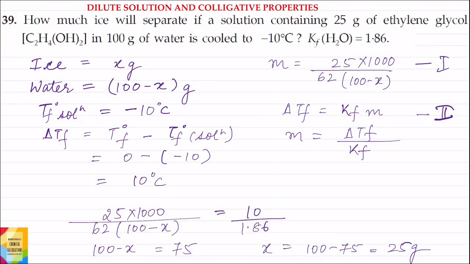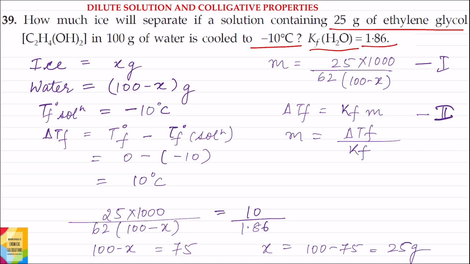How much ice will separate if a solution containing 25 gram of ethylene glycol in 100 gram of water is cooled to minus 10 degrees centigrade? Kf for water is given as 1.86. When solution of ethylene glycol is cooled to minus 10 degrees centigrade, then some amount of ice separates out.